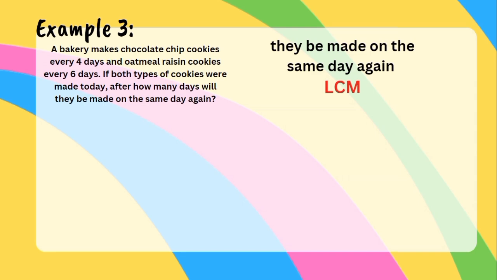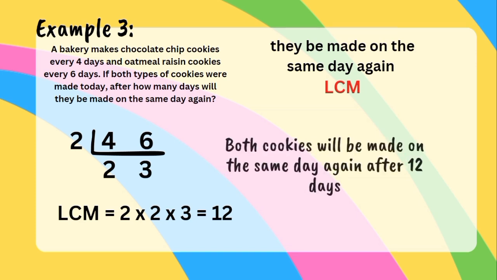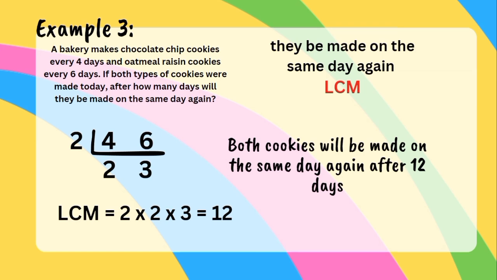That's it. So, ayan. So again, I'm going to use the long division. The factor that can easily divide 4 and 6 is 2. So 4 divided by 2 is 2 and 6 divided by 2 is 3. 2 and 3 have no common factors, so therefore I am done. And when I am looking for the LCM, I'm just going to multiply the factors on the left side and at the bottom. So I will have 2 times 2 times 3 and that is 12. So therefore, my answer, both cookies will be made on the same day again after 12 days. That's it. Easy peasy, right?